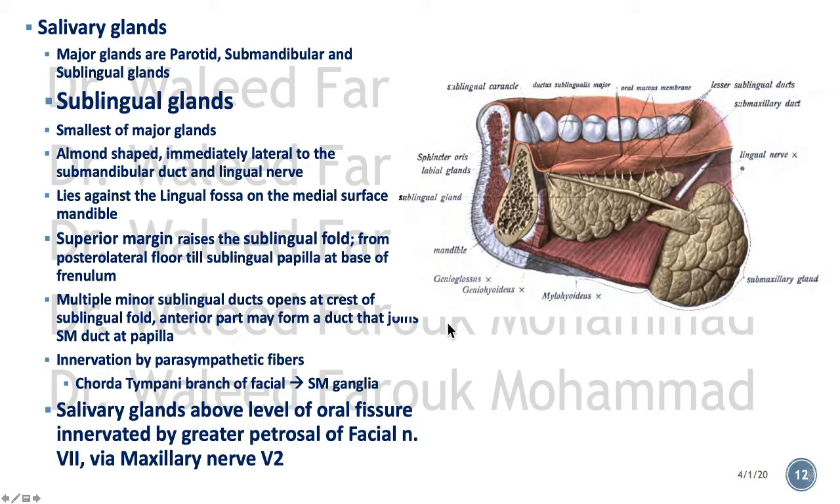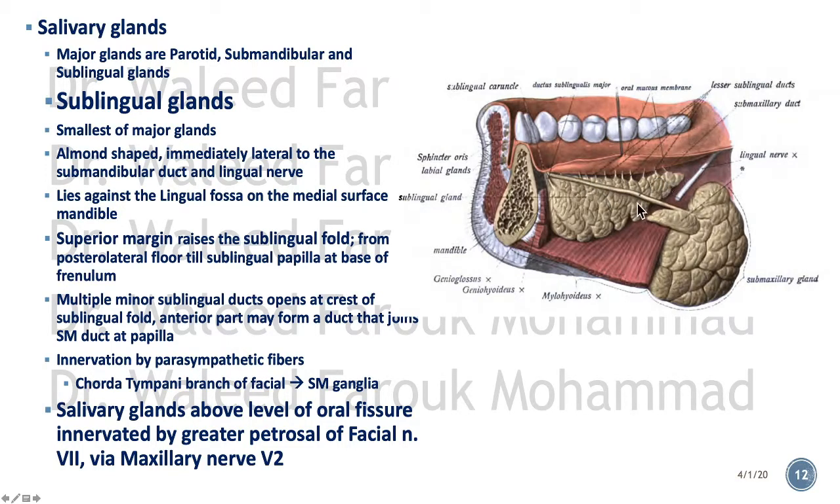Sublingual occupies the lingual fossa on the mandible. Remember the submandibular fossa for the submandibular gland. This is the lingual fossa for the sublingual gland on the inner surface of the mandible. It's almond shaped. A superior border pushes the oral mucosa of the floor of the oral cavity to raise it into the transverse sublingual fold. Remember that? The transverse, or the sublingual fold.